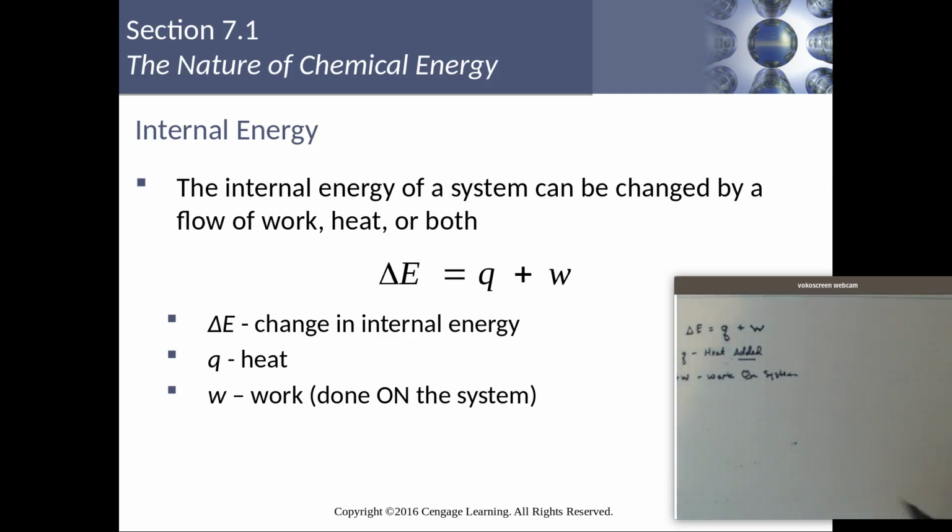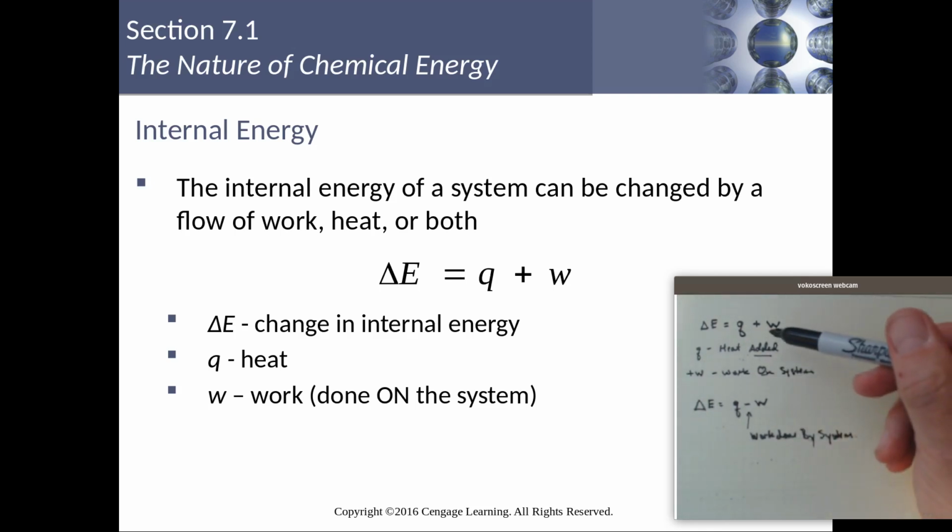Now, you might see this equation written in a different way, and that is in the following way. Delta E is equal to Q minus W. In this particular case, that minus sign says this is work done by the system. Okay, the work done by the system. It gets confusing, and I realize it. You simply have to pay attention to the syntax. Work done on the system, work done by the system, changes the sign.